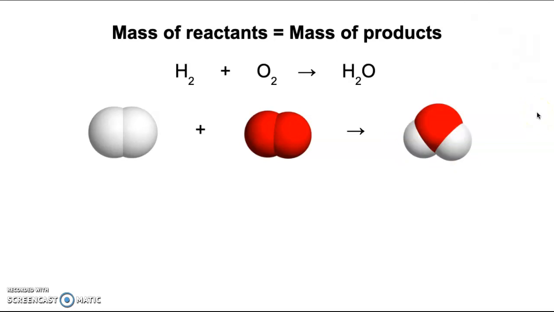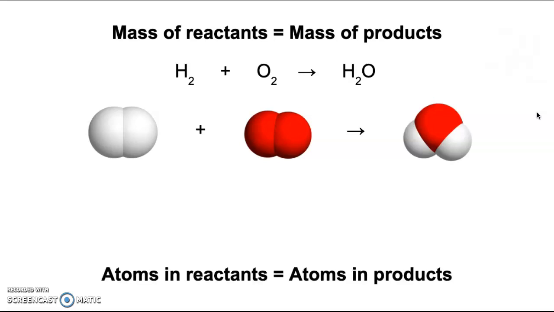Now, in order for the mass of the reactants to equal the mass of the products, another thing has to be true, and that's that the number of atoms in the reactants has to be equal to the number of atoms in the products. Each atom has its own specific atomic mass, so in order for those masses to be equal, the number of atoms has to be equal. Let's take a look here. I've got 2 hydrogen atoms on the left side of my equation and 2 hydrogen atoms on the right side of my equation. So far, so good. But if we look at the oxygens, I've got 2 oxygen atoms on the left side of my equation and only 1 on the right side. So I'm going to need another oxygen over here.